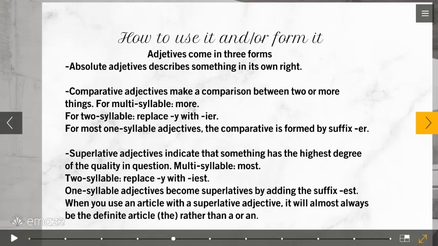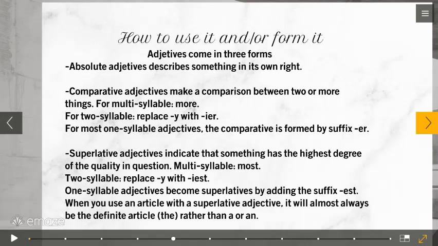The third one, superlative adjectives, indicates that something has the highest degree of the quality in question. Multisyllable adjectives add the word most. Two-syllable adjectives ending in y replace y with iest. One-syllable adjectives become superlatives by adding the suffix est.